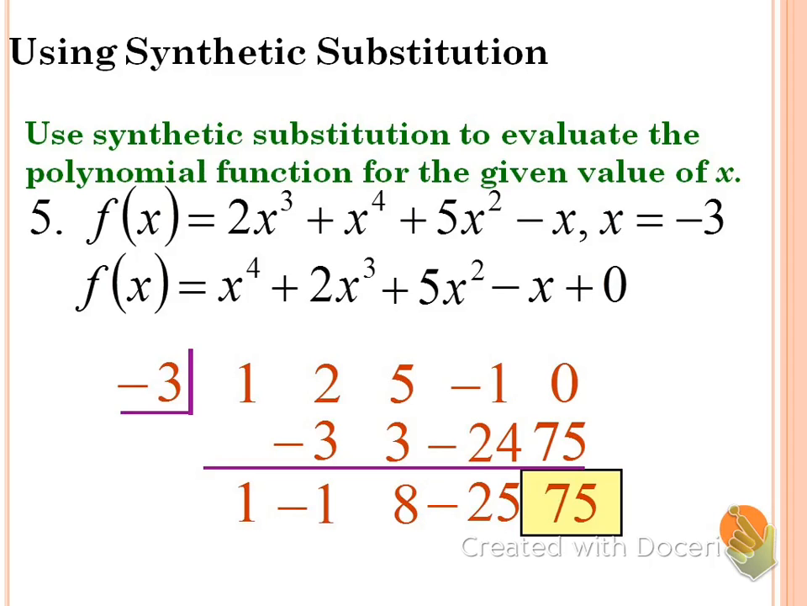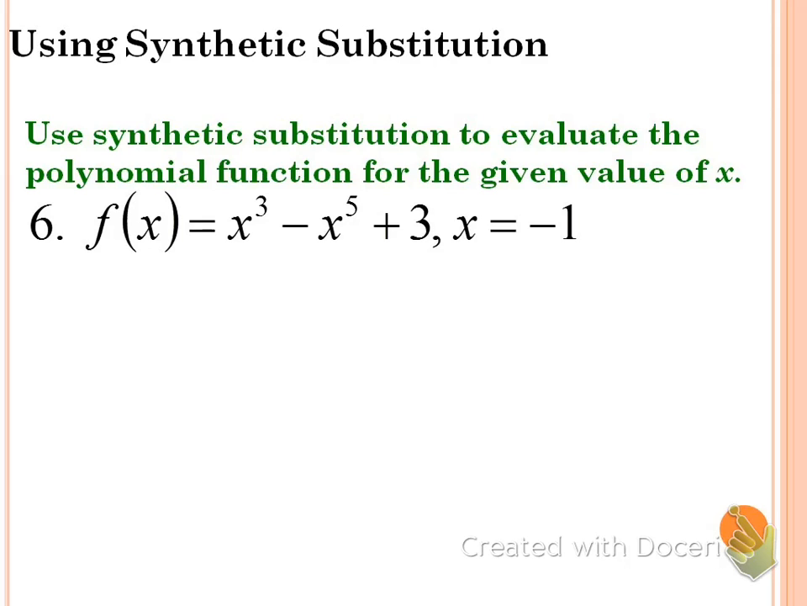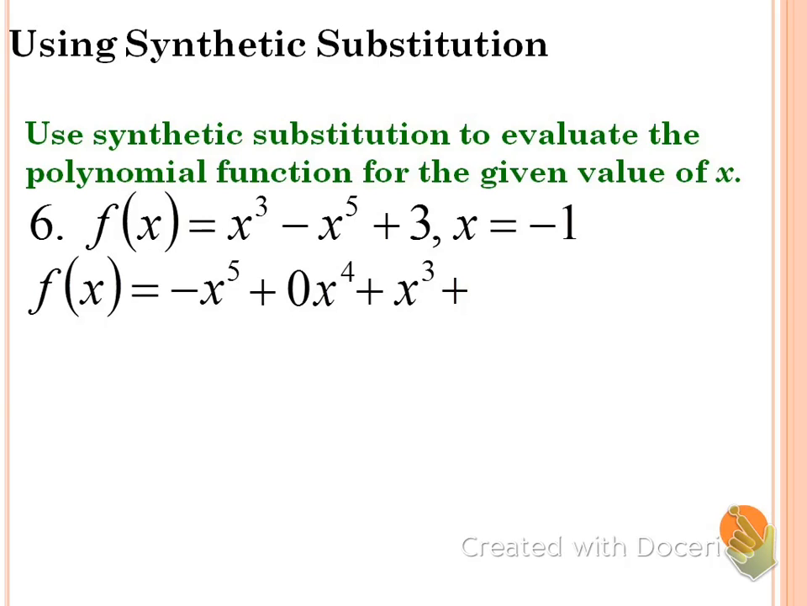All right, I want to show you guys one where some terms are missing. I'm going to do this one kind of quick, so I wouldn't write it down, but I just want you to see how it works if there are terms missing. So when I write this one in standard form, I have -x to the 5th plus 0x to the 4th plus x to the 3rd plus 0x squared plus 0x plus 3. Do you guys see how they have to put those zeros in there? You need placeholders. If there's no x to the 4th term, you make one.